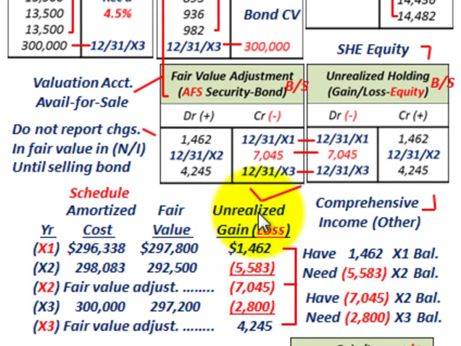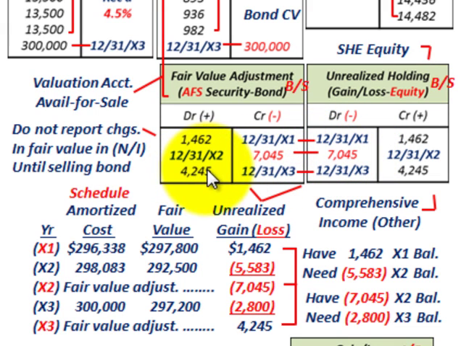So in this case, we had an unrealized loss adjustment. So we credit or reduce our fair value adjustment for that loss amount, $7,045. And then our unrealized holding gain or loss, equity on our balance sheet, we debit that for $7,045.